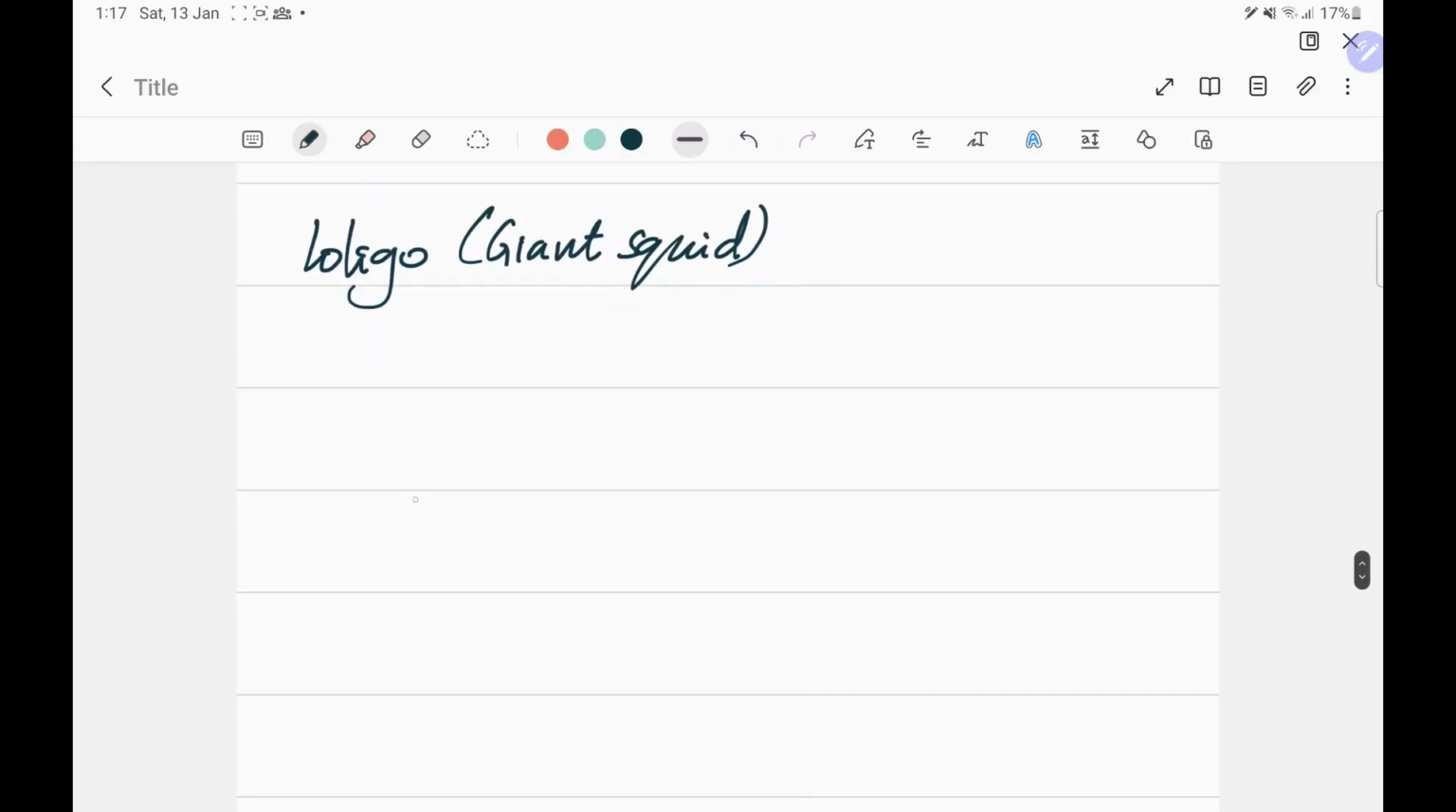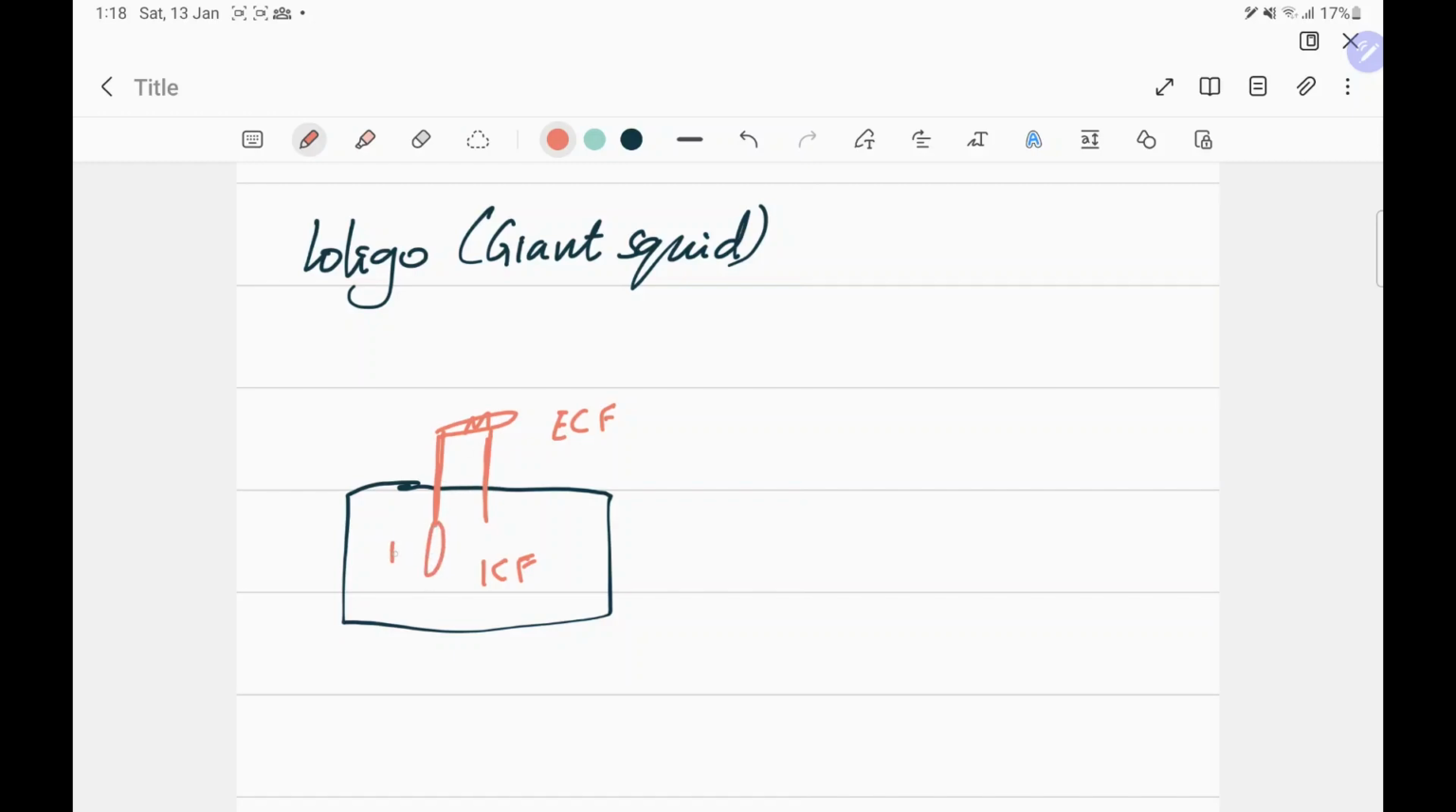So this is a sodium channel. I'm just drawing a hypothetical cell, and here I have the sodium channel that I'm drawing in red. Let's just say this is the ion channel, and there are two gates. This is the ECF, the outside extracellular fluid, and the inside is the intracellular fluid, ICF. Now, there are two gates over here. One is the M gate, this is M, and this gate is the H gate, H.